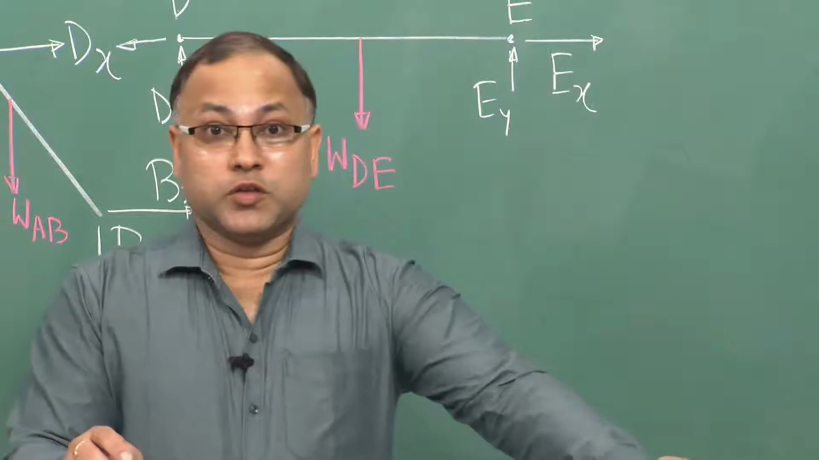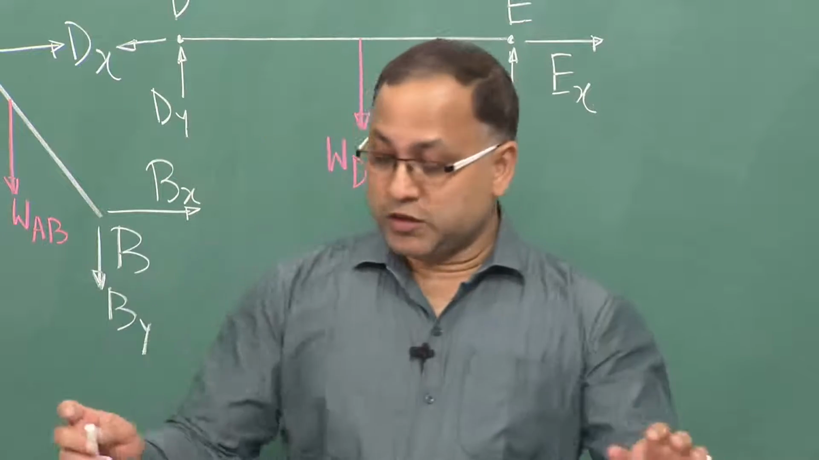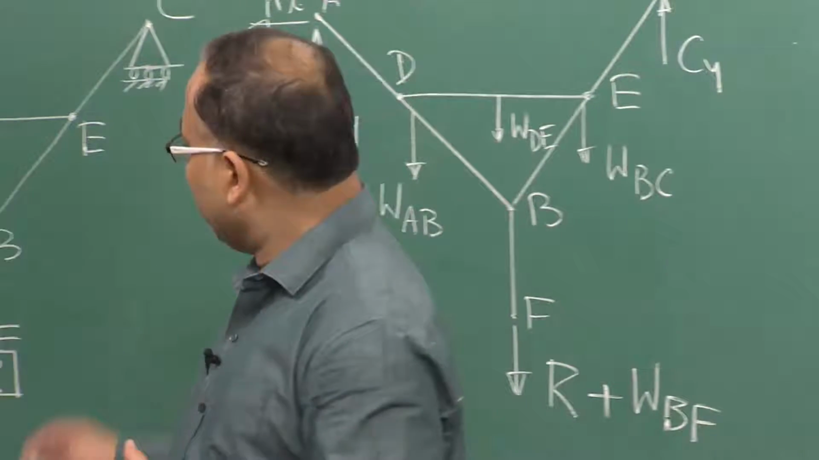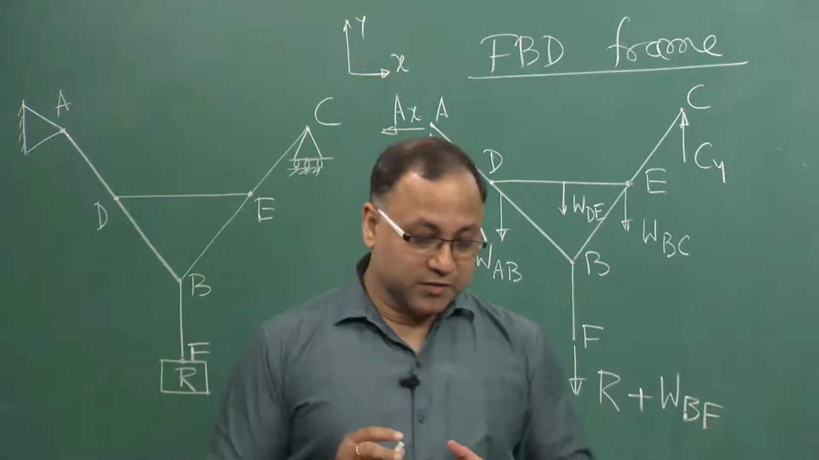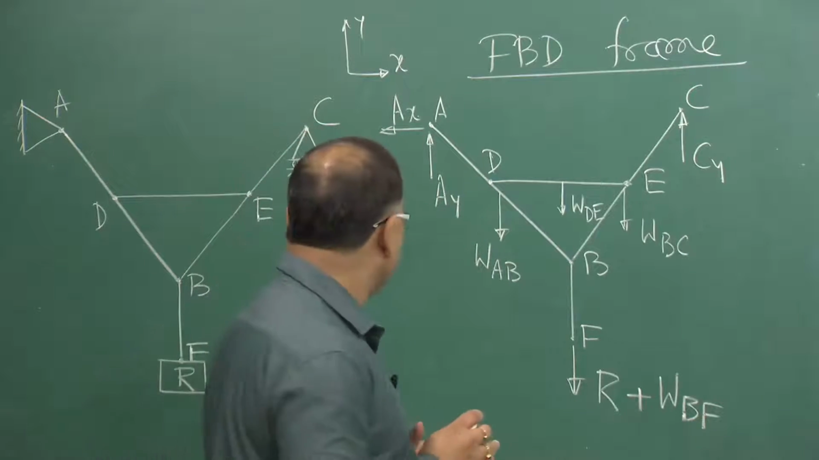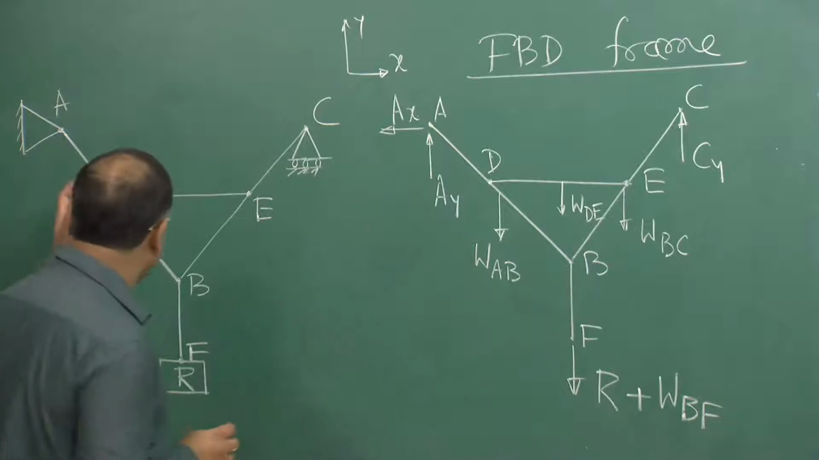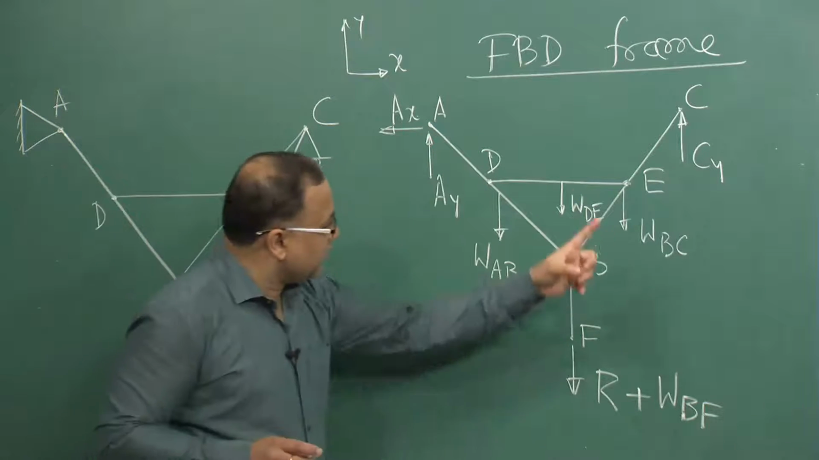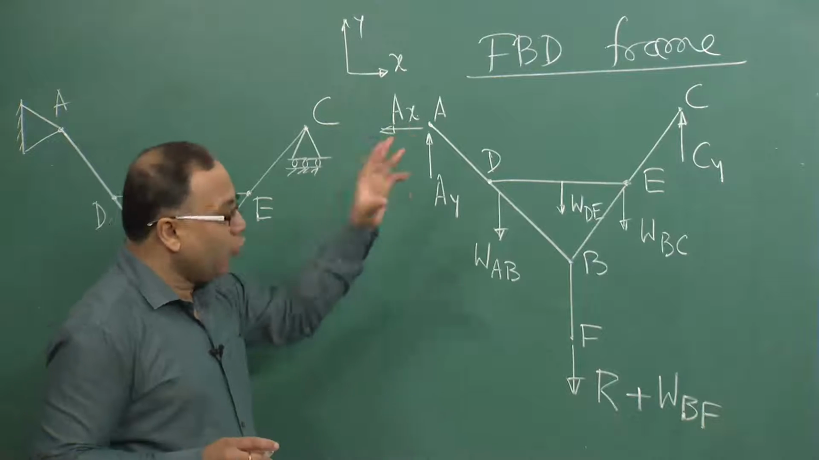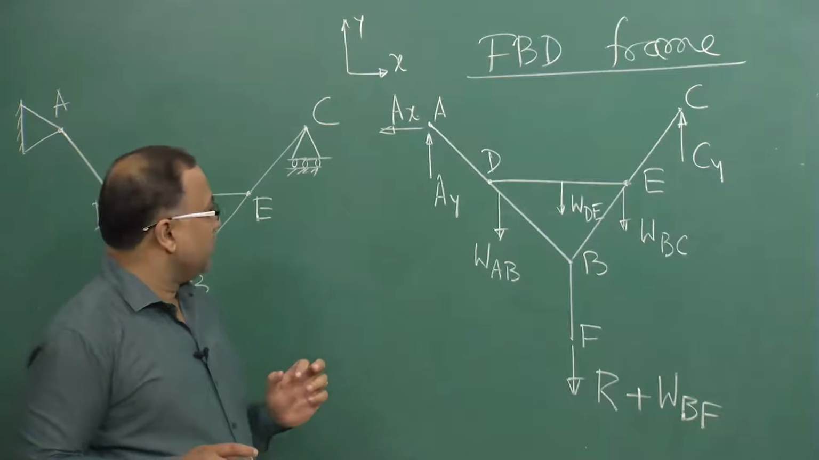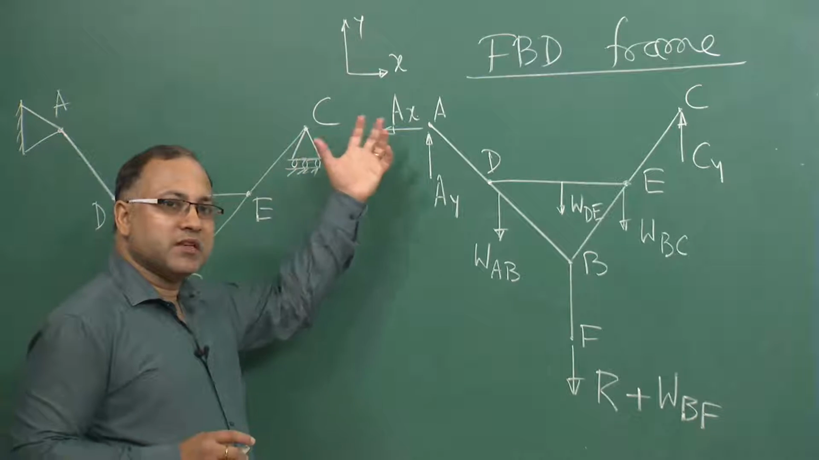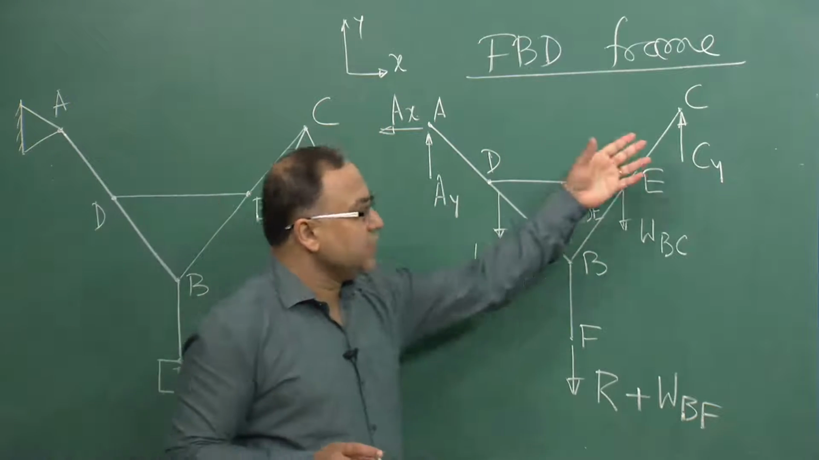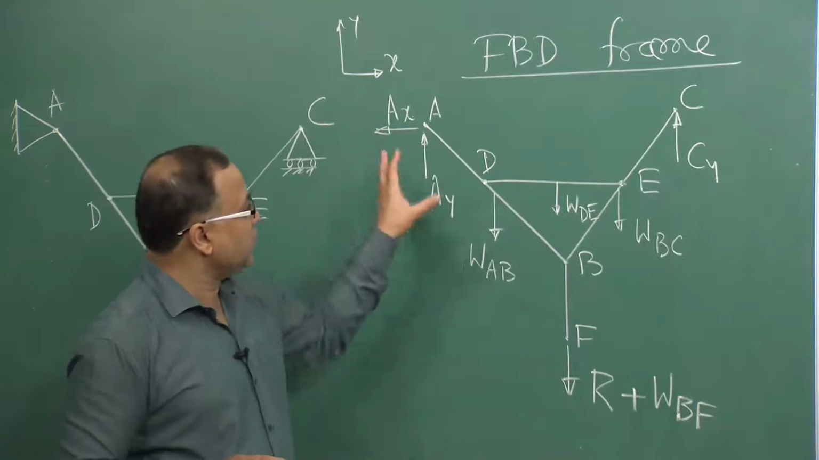Welcome back to the course Mechanics of Solids. In the last lecture we were discussing the free body diagram of this kind of frame structure. We have seen that we have 4 members AB, BC, DE and BF. This was the free body diagram of the whole frame, separated out from the supports. At A we had a hinge support, at C we had a roller support.